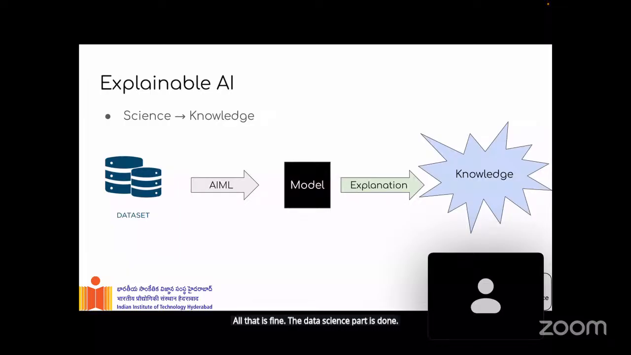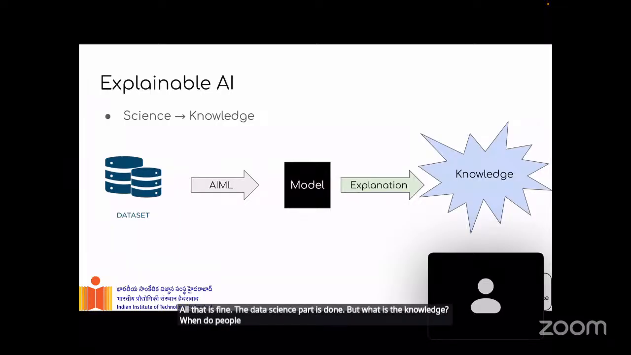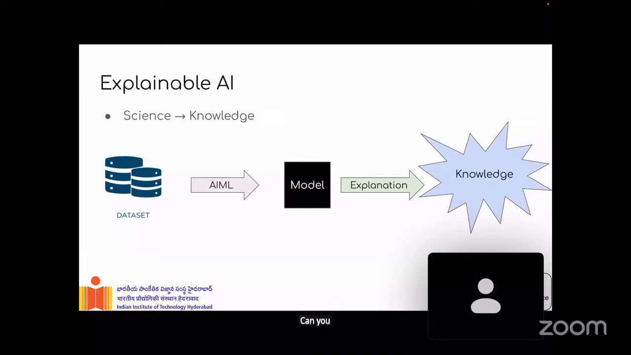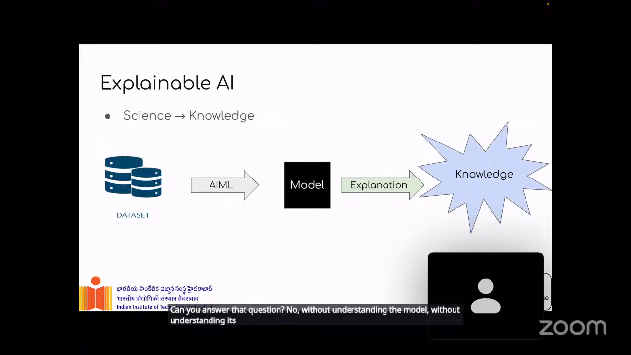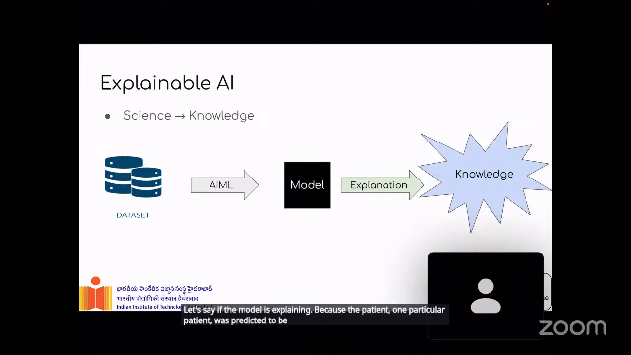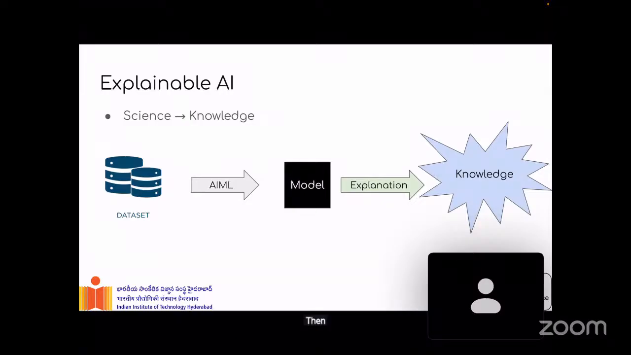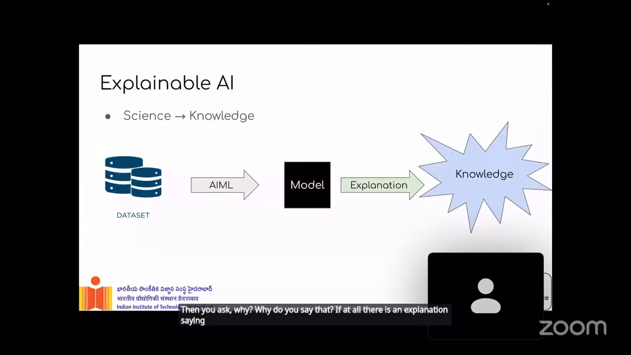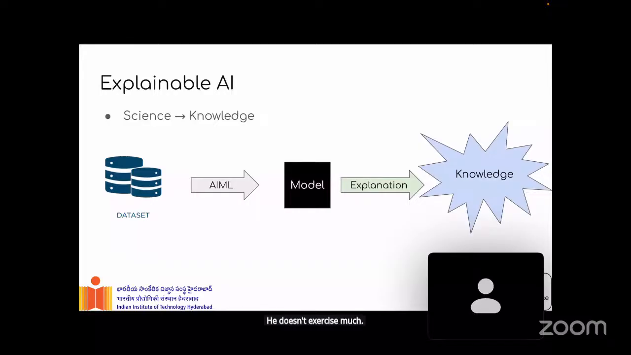But what is the knowledge? When do people suffer heart attacks? Can you answer that question? No. Without understanding the model and its inference, the knowledge is not there. Let's say one particular patient was predicted to be prone to a heart attack. Then you ask, why do you say that? If there is an explanation saying, see, this person is an alcoholic and doesn't exercise much, and all that makes him susceptible, that is the knowledge.